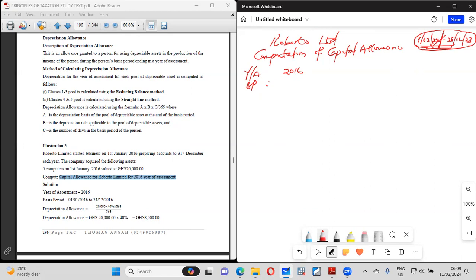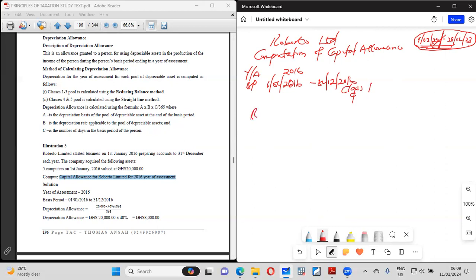So the basis period herein will be what? January 2016 to 31st December 2016. So that is what you do. Then you drop in your currency sign nicely. All right. So you know that in this example, we have computer. Computer is class 1. So that is that.